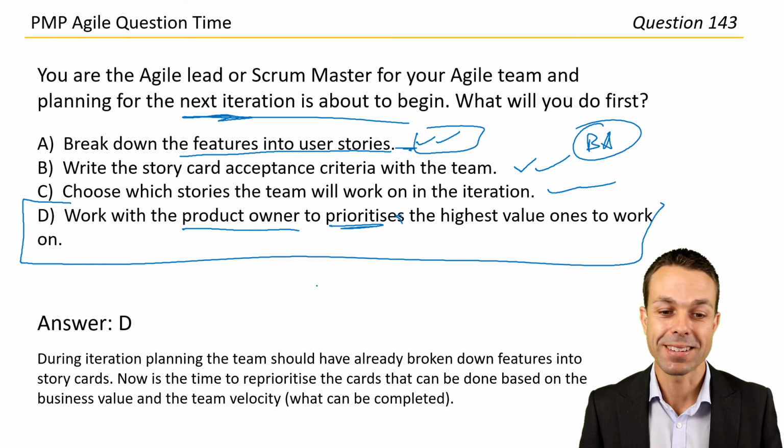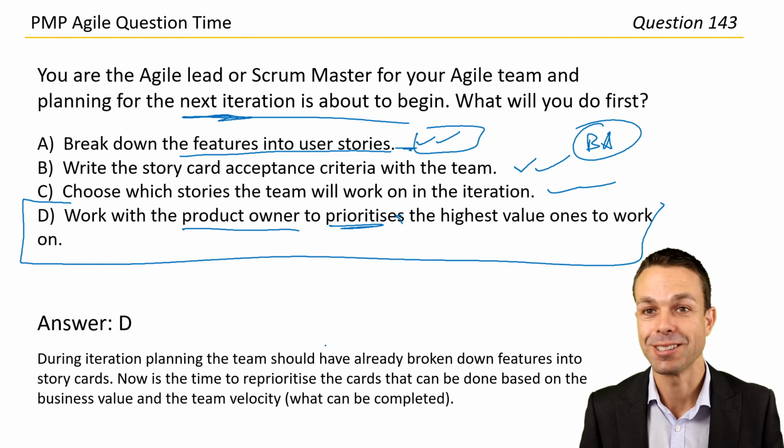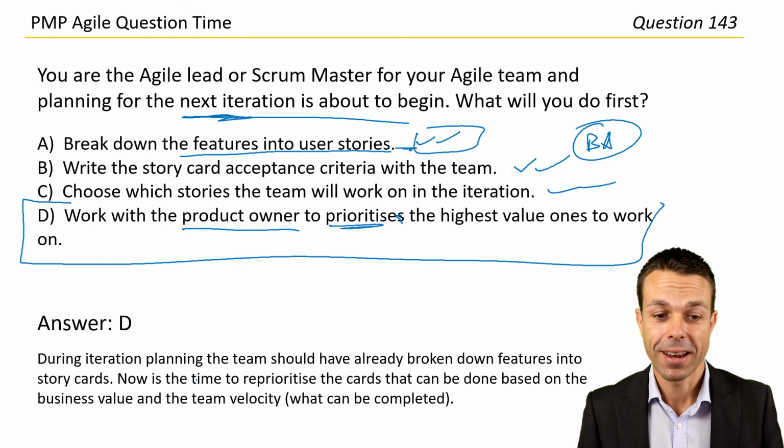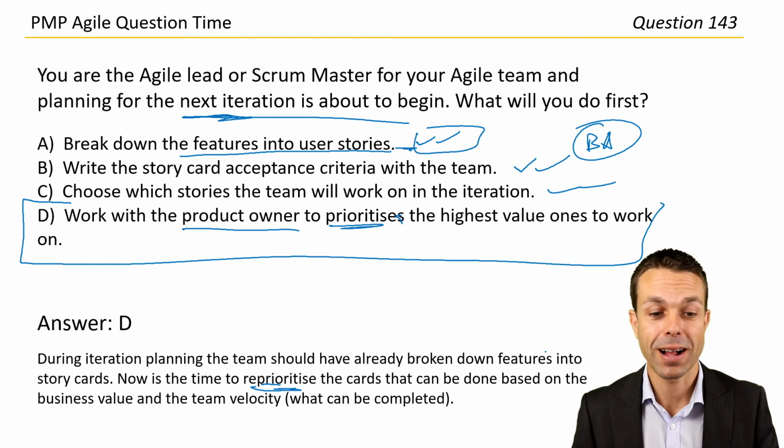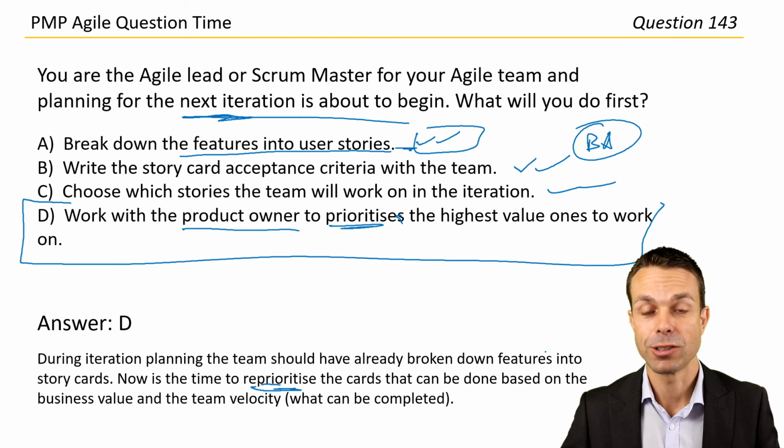During iteration planning, the team should have already broken down features into story cards, so that's good. Now is the time to reprioritize those cards to be done based on the business value and the team velocity, so what can be completed. So that's also good to know.